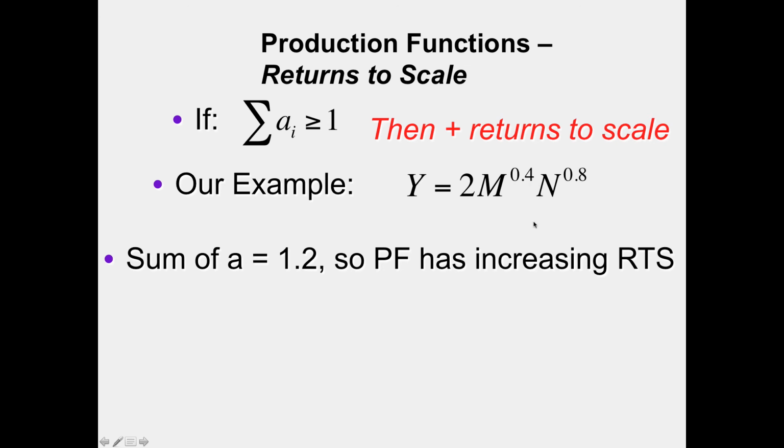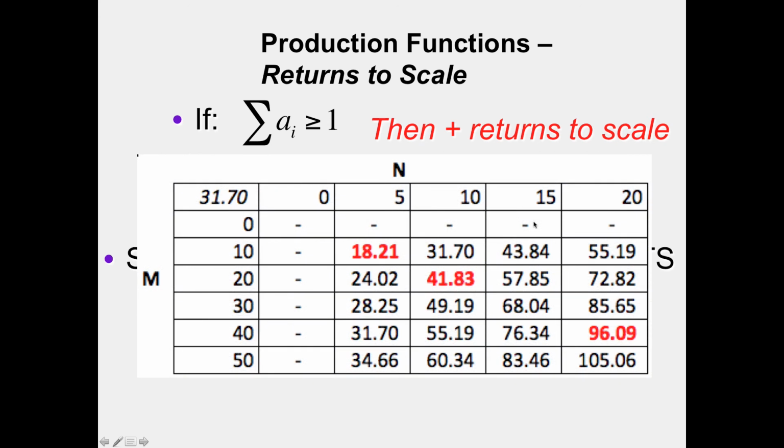So let's take a look at the values and see if that's true. If we bring in that two-way table again, if we start with a value for n of 5 and a value for m of 10, this is the output value. Let's double them. Let's go to 20 and 10. Well, the output more than doubles. If we double them again, 40 and 20, look, the output more than doubles, right? So we have a positive returns to scale in this particular model. This is a good thing.